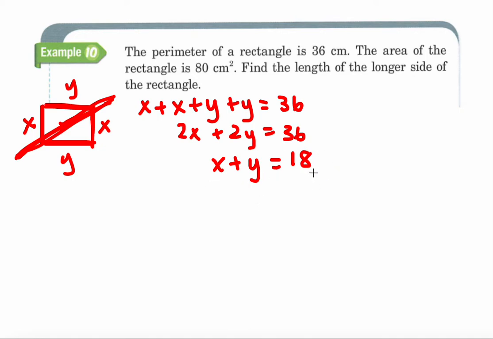We only want one variable though, so we don't want this y. Let's rename it. Let's make it so that one side is x. Let's call that the length or something.